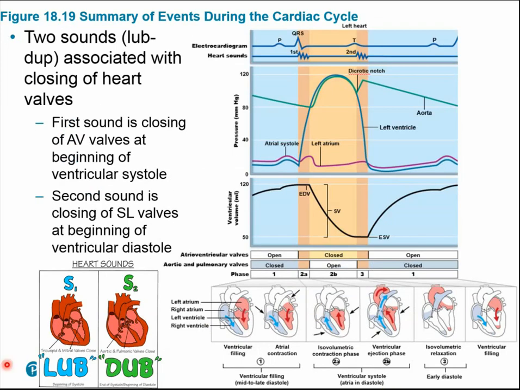So another aspect of the mechanical events of the heart are the heart sounds. There's two sounds associated with the closing of the heart valves. The first sound you hear would be the closing of the AV valves. So the AV valves here are open, and then once they close, we get that first heart sound. The second heart sound is going to be a result of closing of the SL valves. So aortic and pulmonary valves are open, and once they close, we get the second heart sound. So the heart sounds are the lub-dub. Again, the lub would be the AV valves, the tricuspid and bicuspid, closing. The dub, the second sound, are the aortic and pulmonary semilunar valves closing.